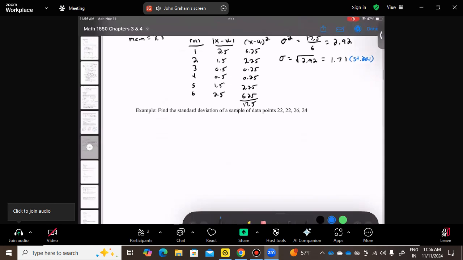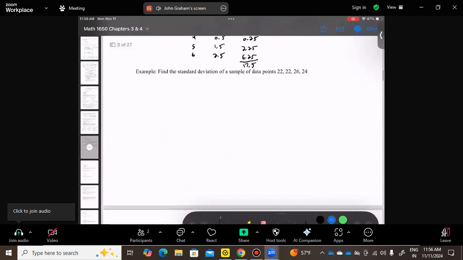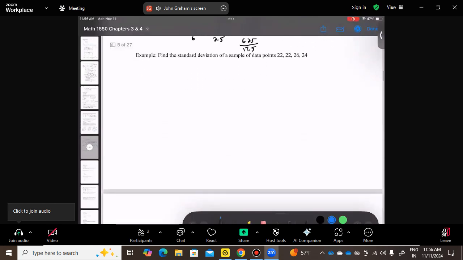So now we'll look at a sample one. Here we have just 4 values from a sample: 22, 22, 26, and 24. So we have to find the average.